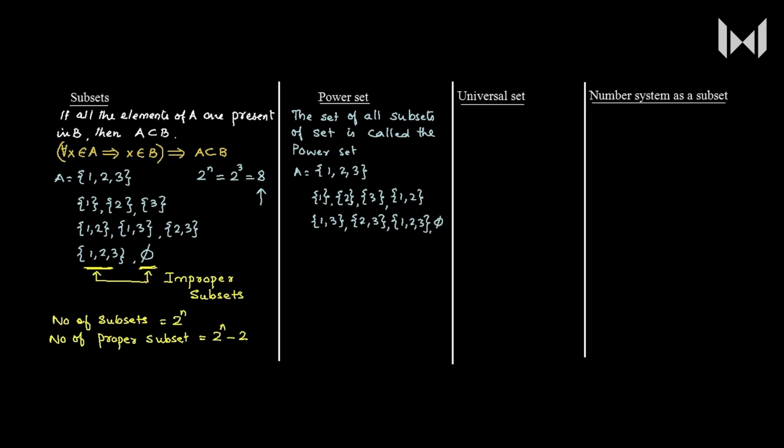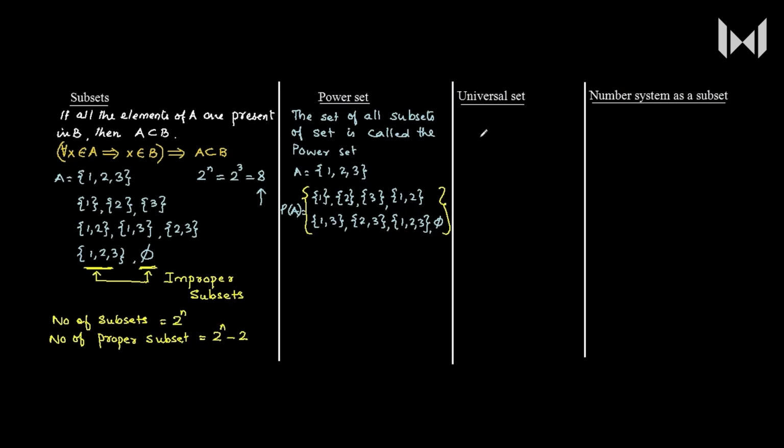Now, if I make a set of all these subsets, these subsets become an element of a larger set. So then in that case, this entire set is called the power set of A and is written as P of A. So how do we define a power set? We say the set of all the subsets of a given set is called the power set of the given set. Now, coming on to the universal set.